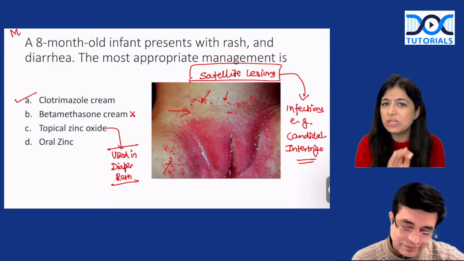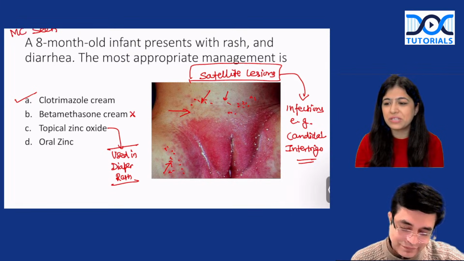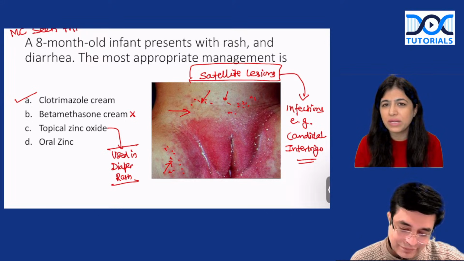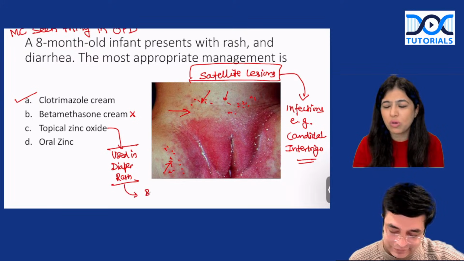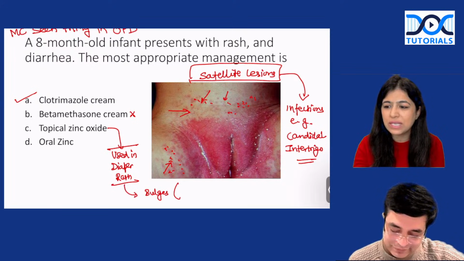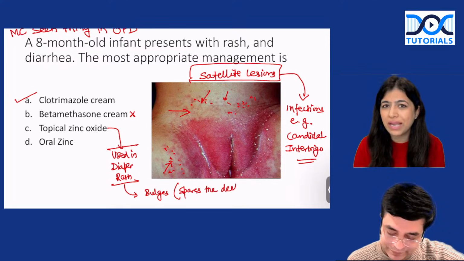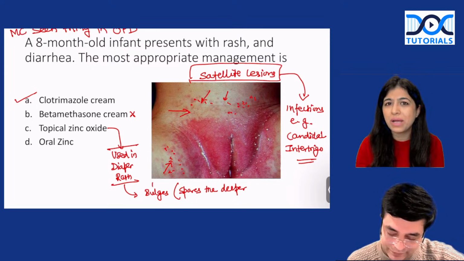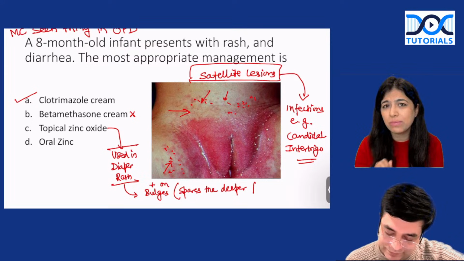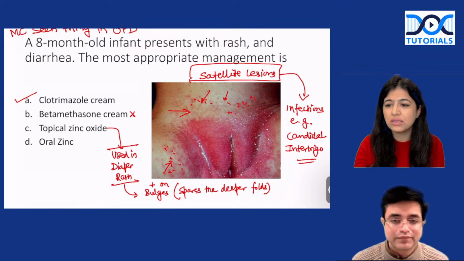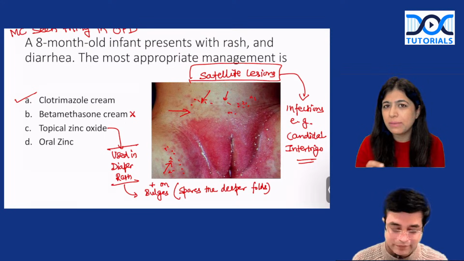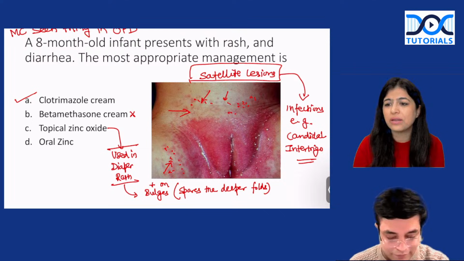See, satellite pustules is obviously only in Candidal intertrigo, but what else differentiates it from a diaper rash? Diaper rash would be on the bulges. It would spare the depth of the fold. Here, as you see, the rash is typically involving the fold, while in diaper dermatitis, it is on the bulges, the areas which are actually coming in contact with the diaper. Like in this patient, the vulva, the thighs would be involved, but the depth of the fold would be spared.